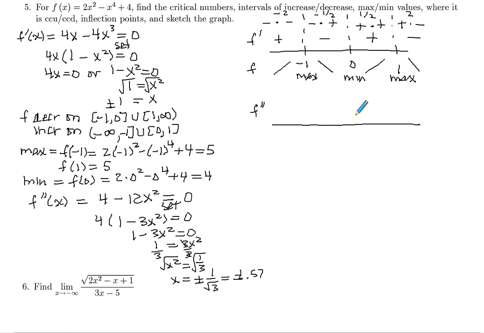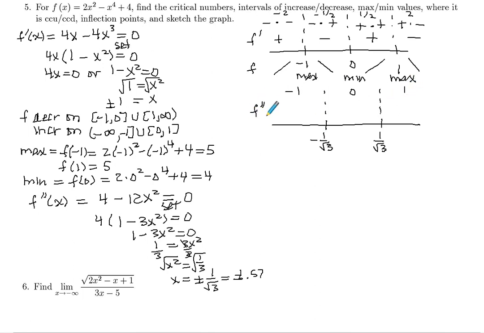So here's 0. Negative 0.57 would be about right here. So that's negative 1 over root 3. And positive 0.57, oh, about right here. So that's positive 1 over root 3. And pick some test numbers in each region. So remember, this is about negative 0.57, so we could pick negative 1. Between these two numbers, we could pick 0. To the right of 1 over root 3, pick 1.